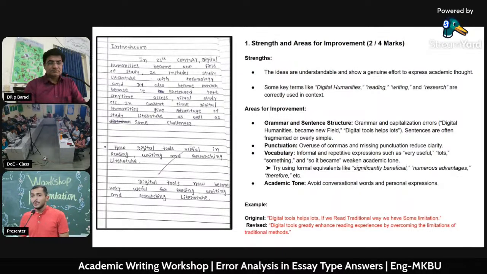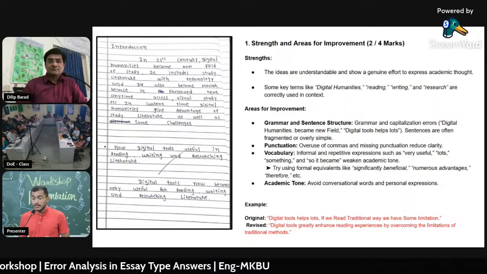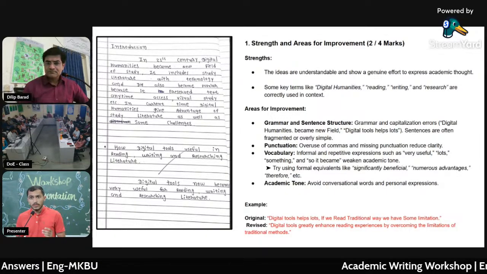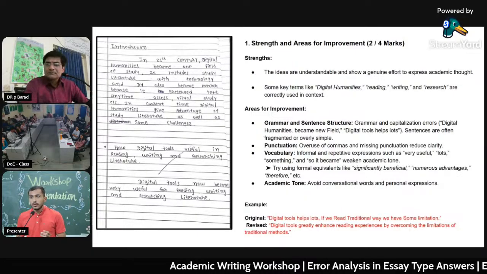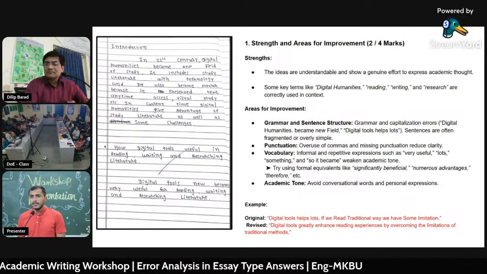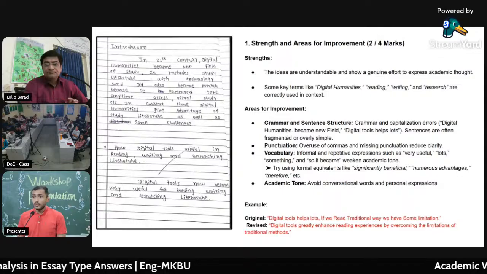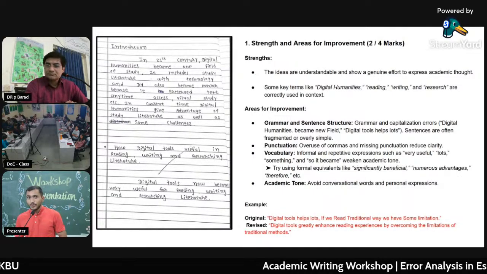So we also use punctuation in our answer to make it an effective answer. And we have to use academic vocabulary for our answer writing. There are a lot of words for writing a good answer in academic writing, like informal vocabulary and formal vocabulary. So in our answer we have to use formal vocabulary. It's better for your answer.